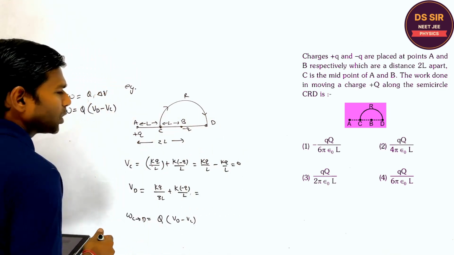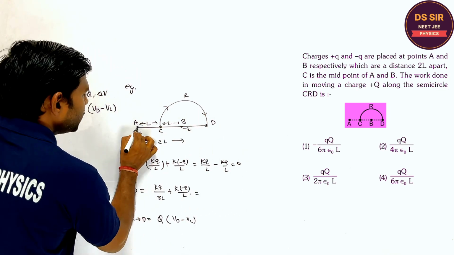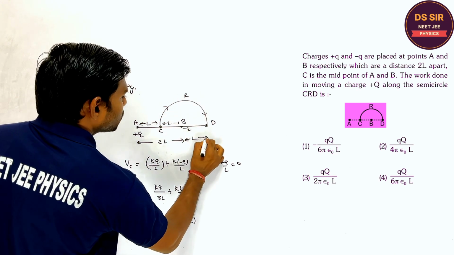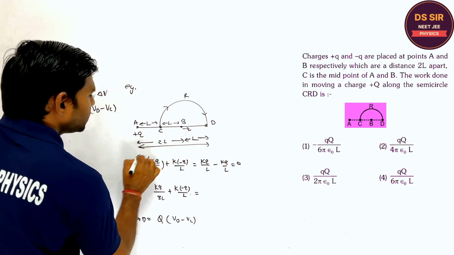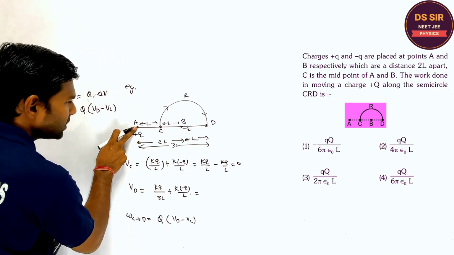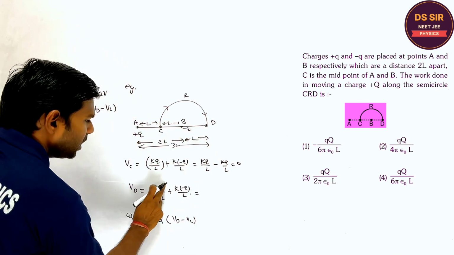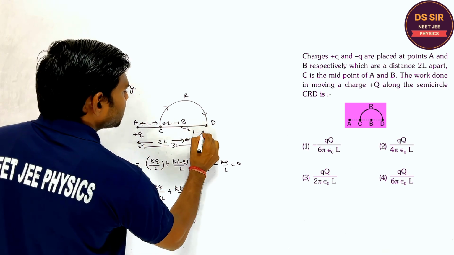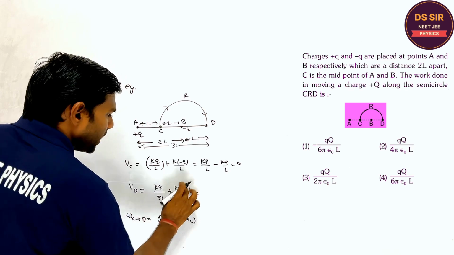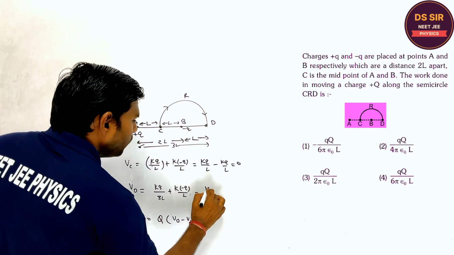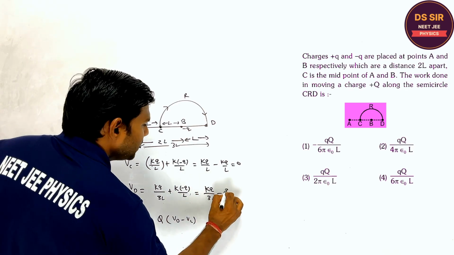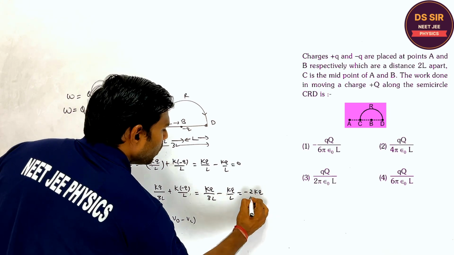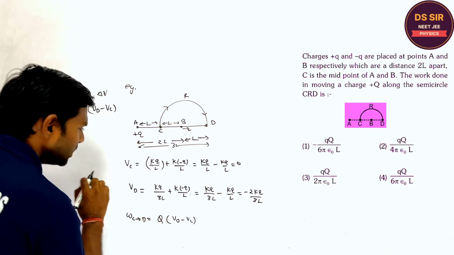Now then find the potential at D, right? Because of this charge, this is the 2L distance and this is the semicircle, so hence this distance is also L, and this distance, total distance, is 3L, right? And because of plus Q, what is the potential? You will write KQ upon R. R is the 3L, and because of minus Q, this distance is only L, so K into minus Q upon L. So when you calculate KQ upon 3L minus KQ upon L, it is equal to minus 2KQ upon 3L. So this is the potential at D.